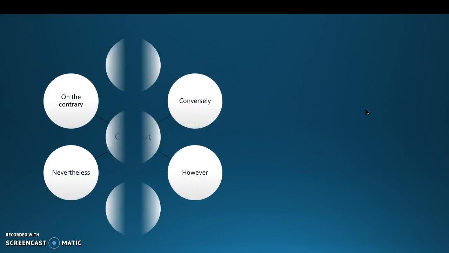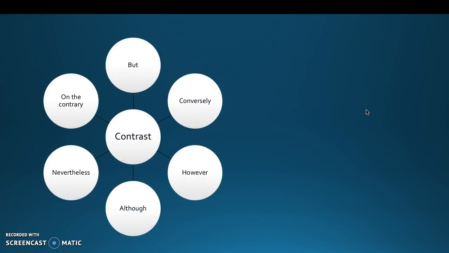The other group is the group of contrast. In this case, I just want to highlight the most important ones, because I gave you like two groups, but basically these are the most important ones. So we have but, that is the basic connector of contrast. Conversely, however, although, nevertheless, on the contrary.